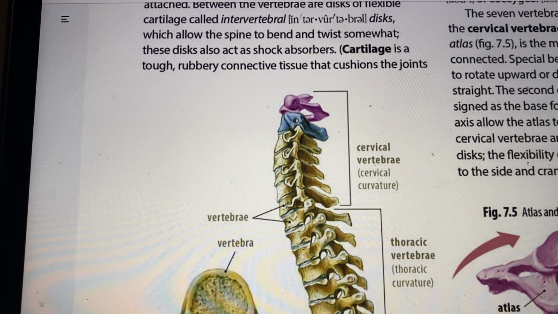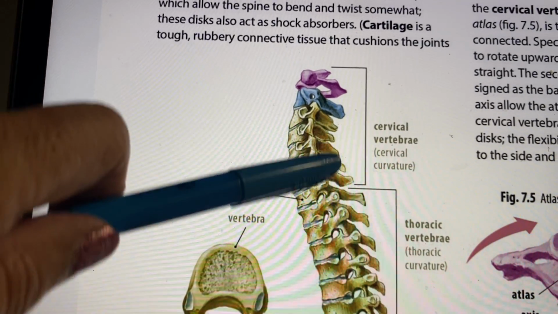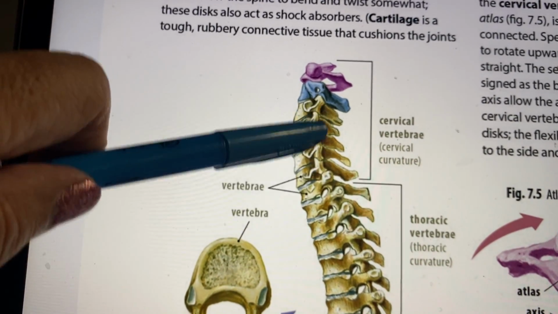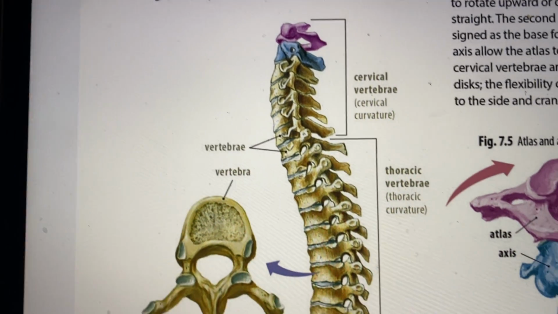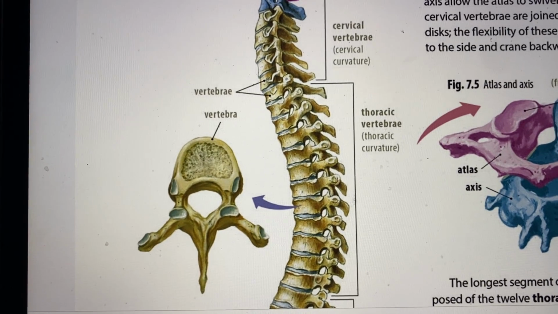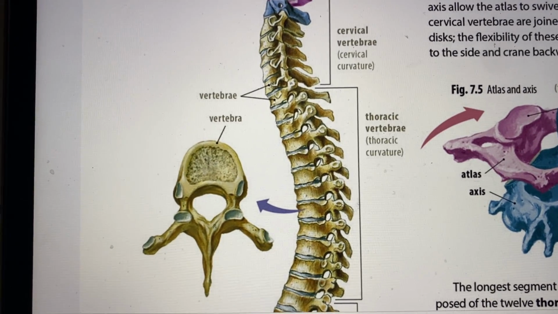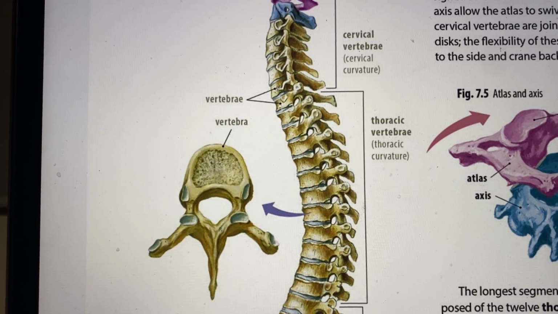Not backwards though. But anyway, so we have these other 5 cervical vertebrae coming down here. The cervical vertebrae are smaller, as you can see, than the thoracic. The next section, thorax means chest, right? So in the thorax, we have 12 vertebrae, and they're thicker and larger, of course, than the cervical.